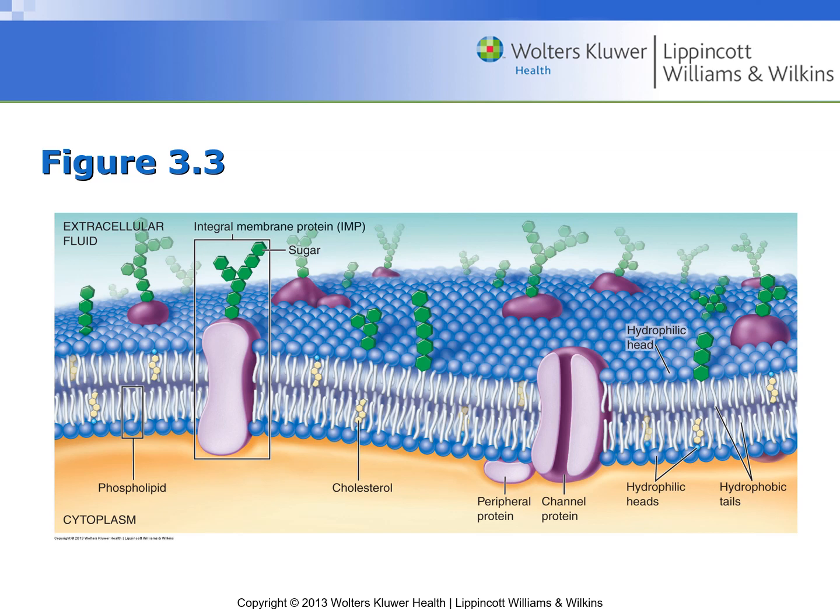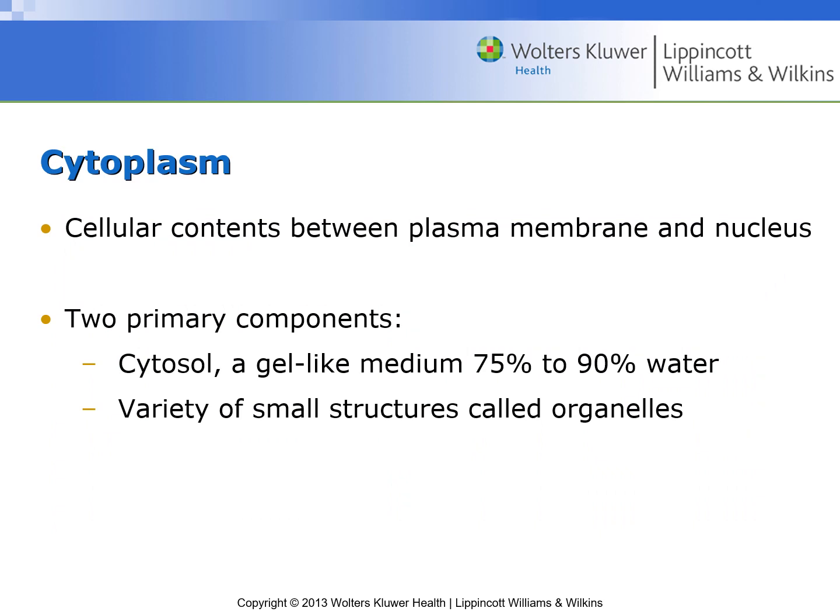Figure 3.3 illustrates how the plasma membrane is a thin, semi-permeable membrane that is made up of proteins and lipids that encloses the cytoplasm of the cell. It contains a double layer of lipids and several types of proteins. Cytoplasm is the cellular contents between plasma membrane and the nucleus. It has two primary components: cytosol, which is a gel-like medium about 75% to 90% water, and a variety of small structures called organelles.